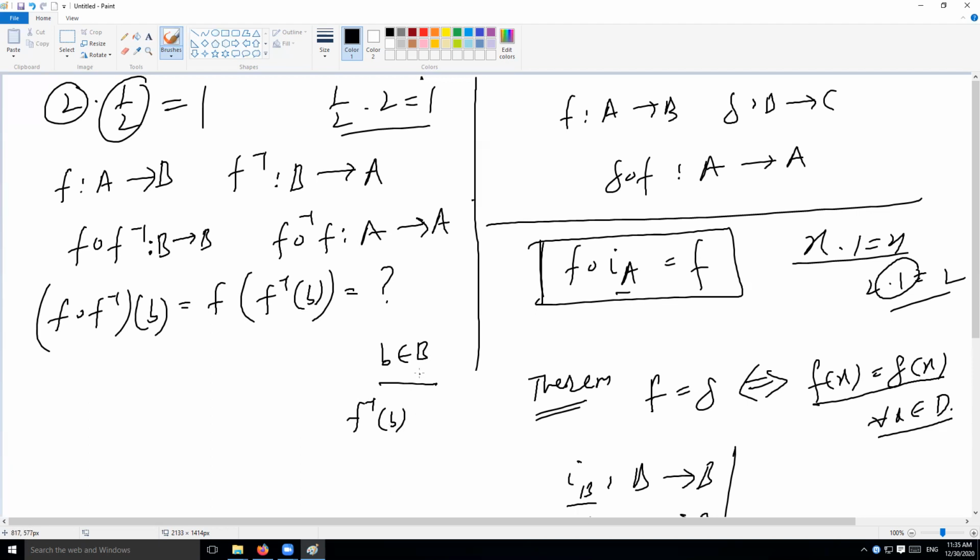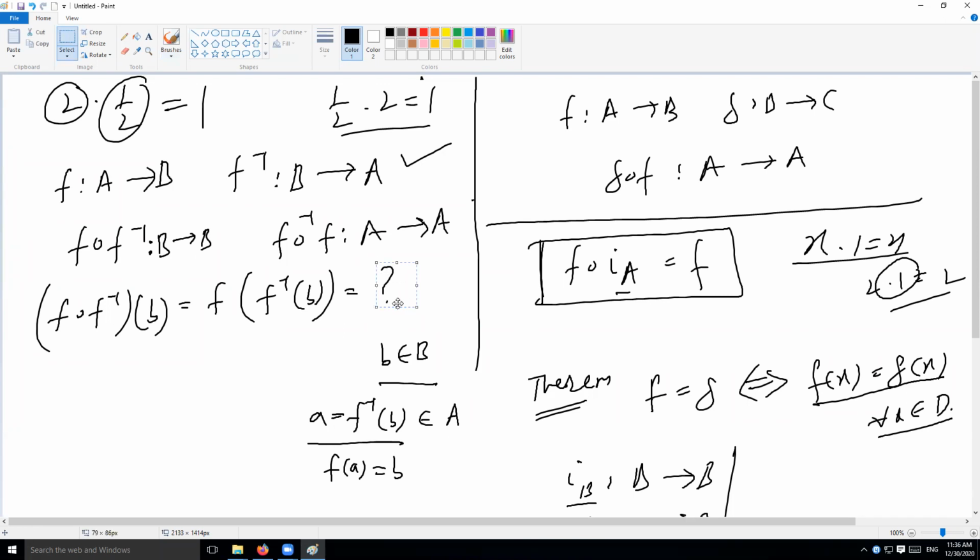If b is from B, where is f inverse of b going to be? So see the domain. It's going to be in A. So if it is in A, it means that it must be equal to some a. But if f inverse of b is equal to a, that means that f of a is equal to b. That's what we proved in our previous theorem actually. Or we use this as a definition.